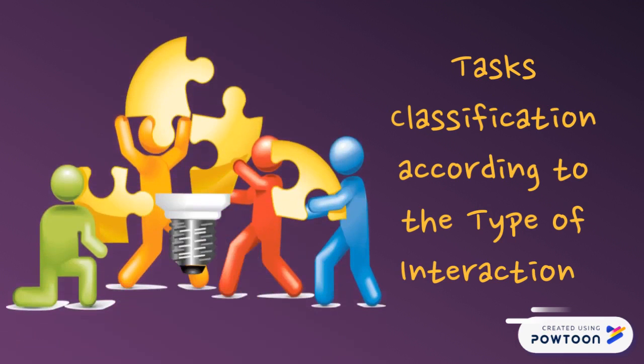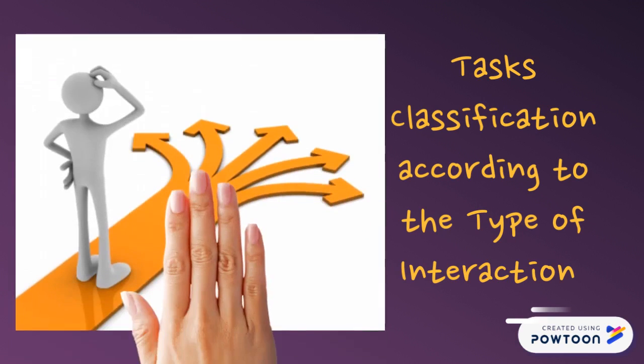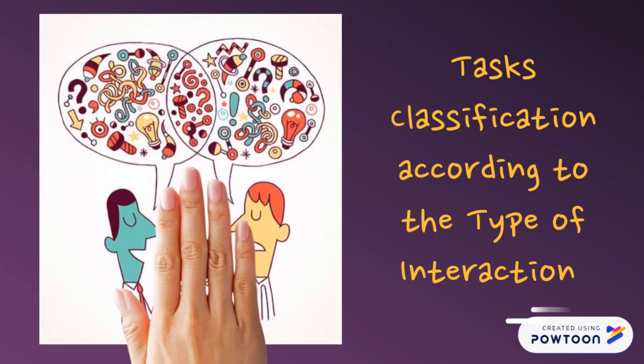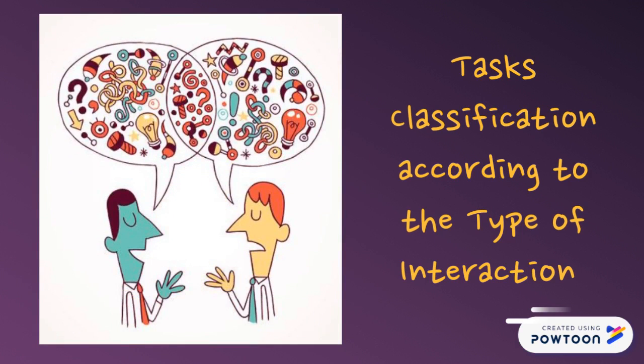Problem-solving tasks. Students are given a problem and a set of information. They must arrive at the solution to the problem. Decision-making tasks. Students are given a problem for which there are a number of possible outcomes, and they must choose one through negotiation and discussion. Opinion exchange tasks. Learners engage in discussion and exchange of ideas. They do not need to reach agreement.